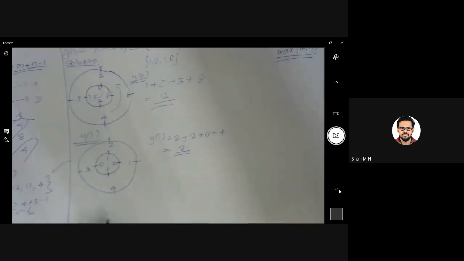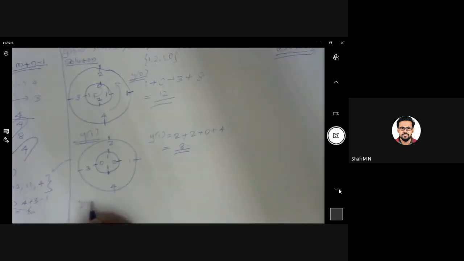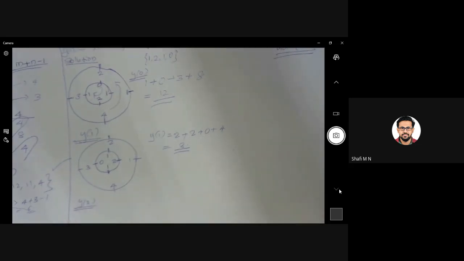Similarly, you find y of 2 and y of 3. Do it yourself. Try y of 2 and y of 3. I'll give you 2 minutes. Better get on solving this. Y of 2 and y of 3.